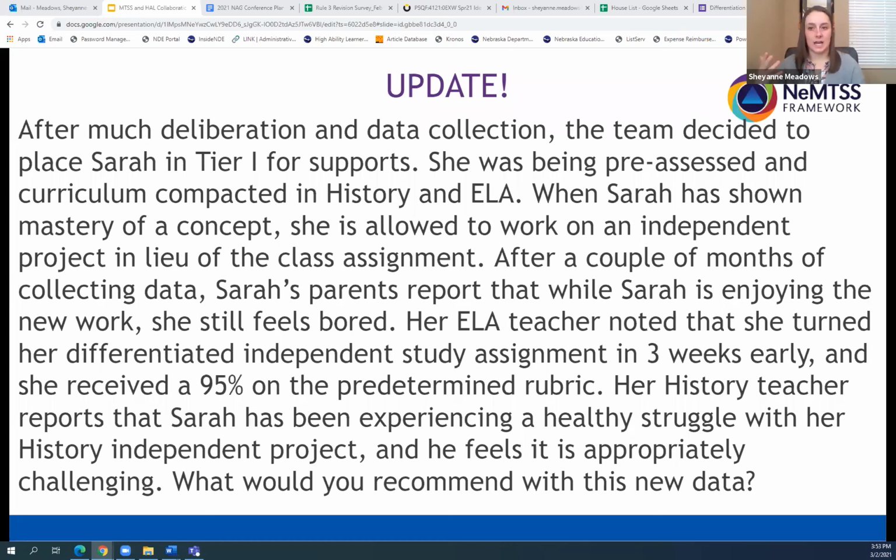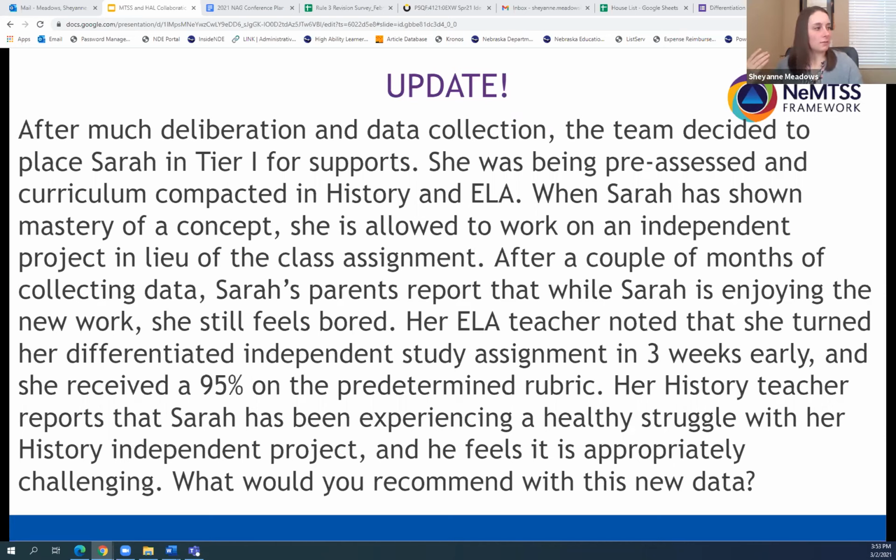So this team decided that they were going to put Sarah in tier 1 for supports. She was being pre-assessed. You were right on the nose, she was being curriculum compacted, and she was allowed to work on her independent project in lieu of her class assignments.